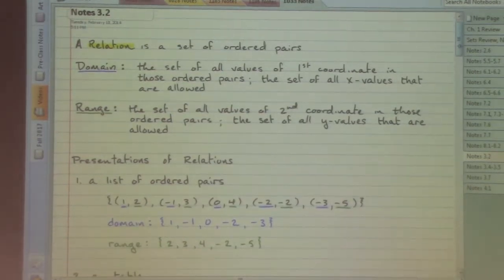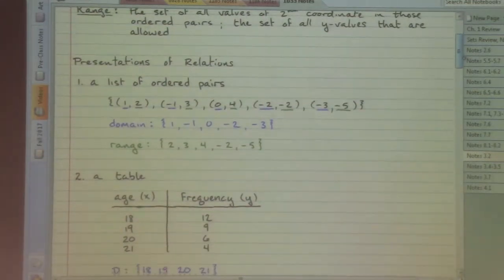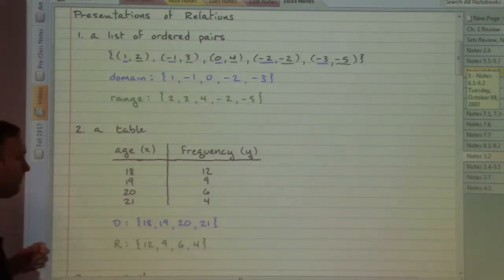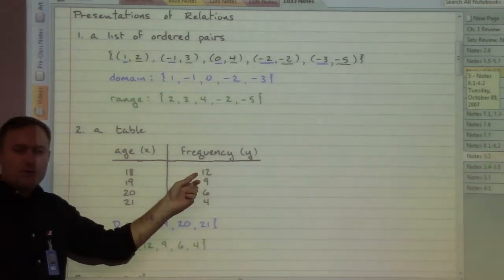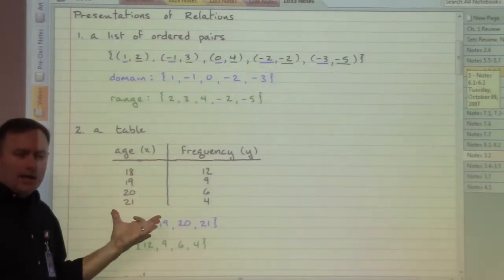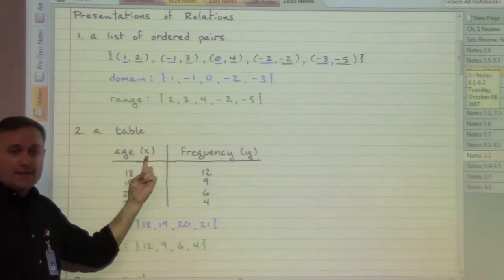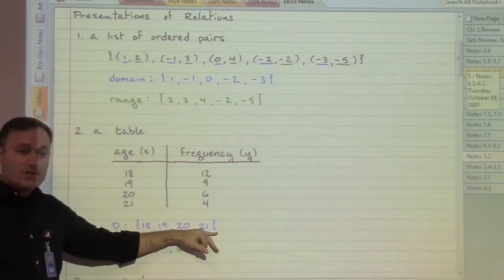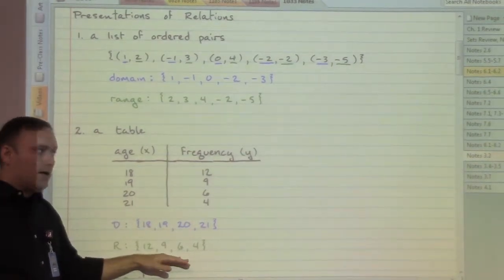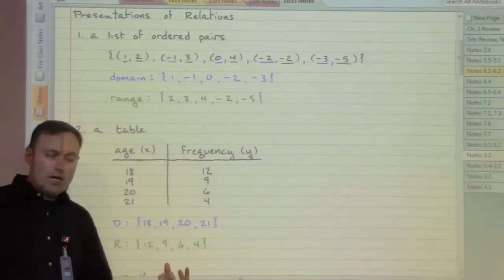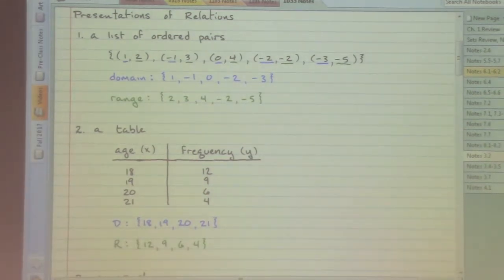They could give me a relationship instead that would be based on a table. For instance, a table like this, certain ages of people that are in a class, how many of those people we have for each age. Age, in this case, being listed as the X, so that means the domain would come from those ages, and the Y is that frequency, how many people for each age, those literally coming together in our range.